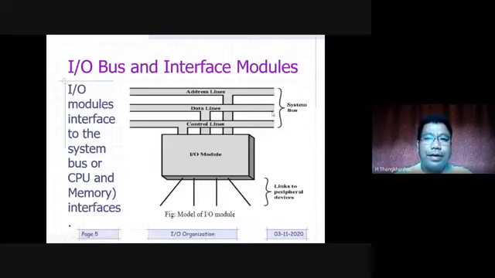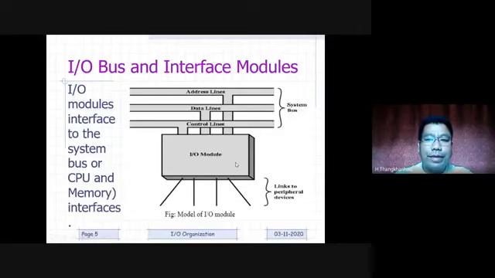Now I'll show you the IO interface modules. This IO interface, or input-output bus, or the interface module, is shown here, which is taken from your textbook. There will be an IO interface, and that IO interface will be connected to the different computer buses. We have the address bus, data line bus, and control line bus, okay?